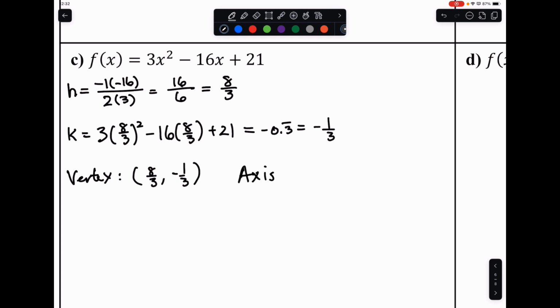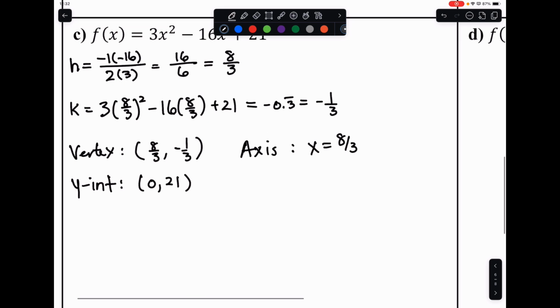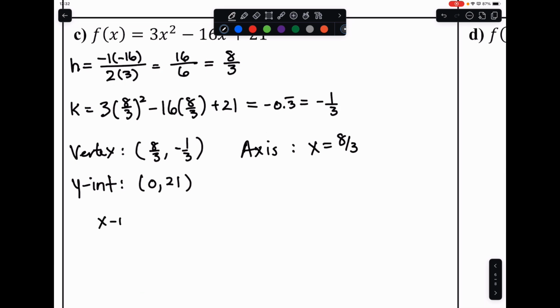That means that our axis of symmetry is the vertical line x equals 8/3. And the y-intercept here, when x is equal to 0, the y value will be 21. So we're crossing the y-axis all the way up 21 units. Now for the fun part, the x-intercept. Here, we're simply going to get our quadratic function and set it equal to 0 and find out where we're going to cross the x-axis.